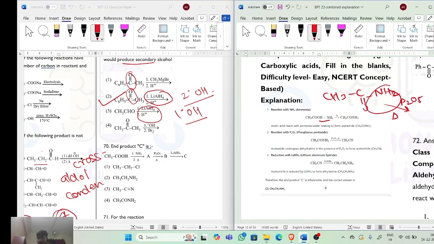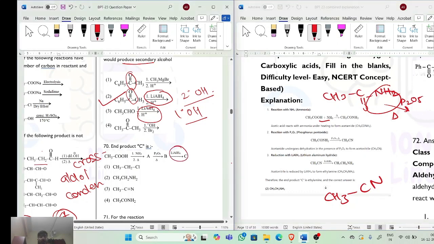P2O5 and heat will remove water and form the CH3CN group. Then we have lithium aluminium hydride, a strong reducing agent, which will reduce it. It will form CH3, CH2 and then NH2. So the correct option will be CH3, CH2, NH2. Option number 2 will be our correct answer.